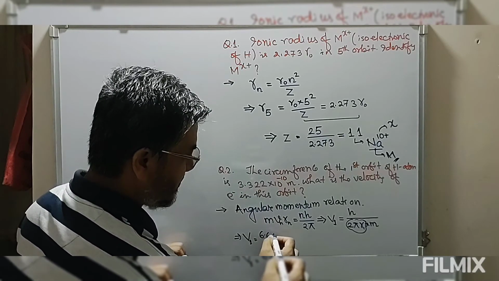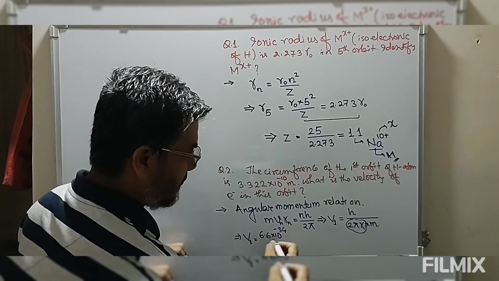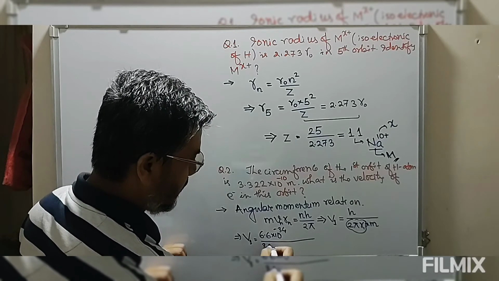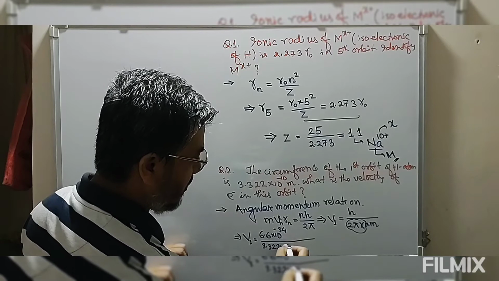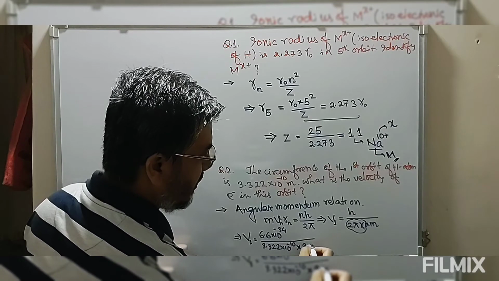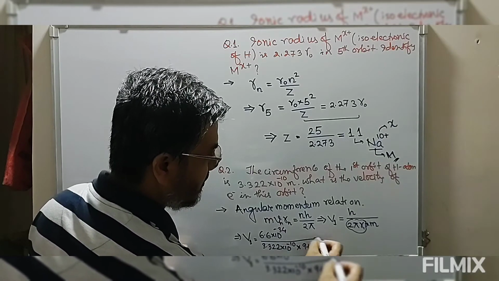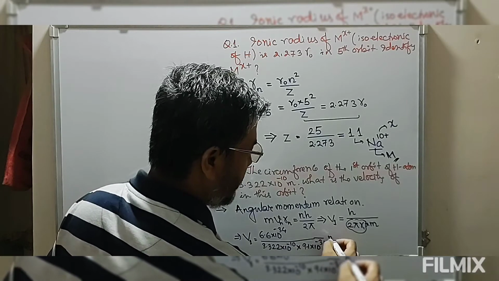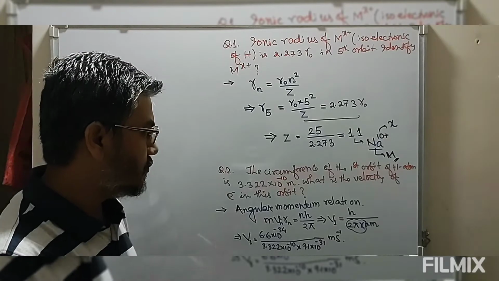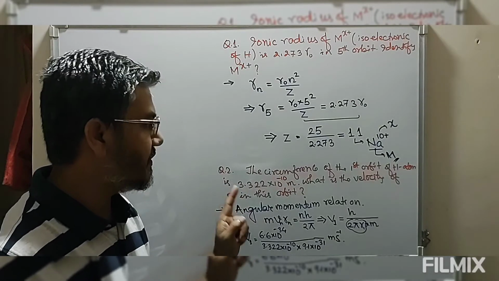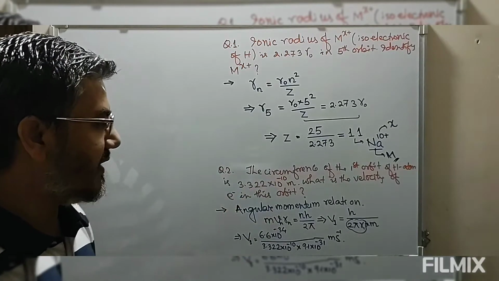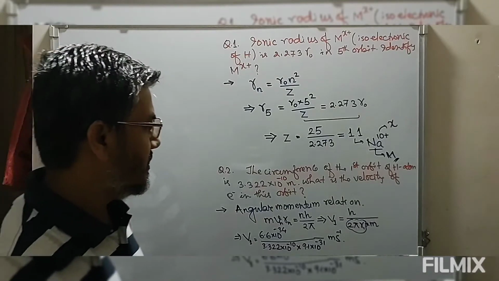h is 6.6 into 10 to the power minus 34 joule second, divided by 2 pi r, which is 3.322 into 10 to the power minus 10, into the mass of the electron, 9.1 into 10 to the power minus 31 kilogram. So this will be the velocity of the electron in the first orbit of the hydrogen atom, such that the circumference of the orbit is 3.322 into 10 to the power minus 10 meter. So this is the condition.